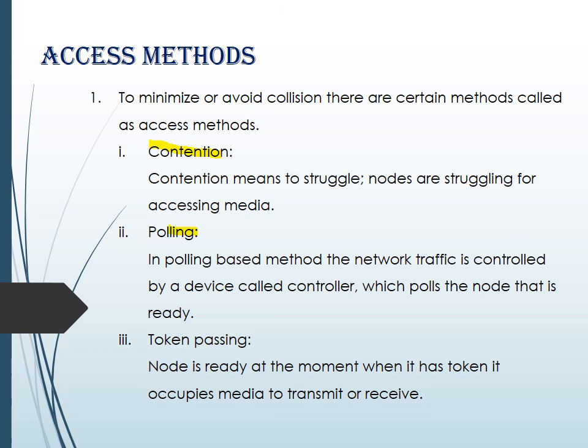Then next we have token passing. In token passing, a token circulates around the network. Now suppose computer A wants to send data, then computer A has to wait till it receives the token. Once computer A receives the token, computer A can transmit data. So these are the various types of access methods.